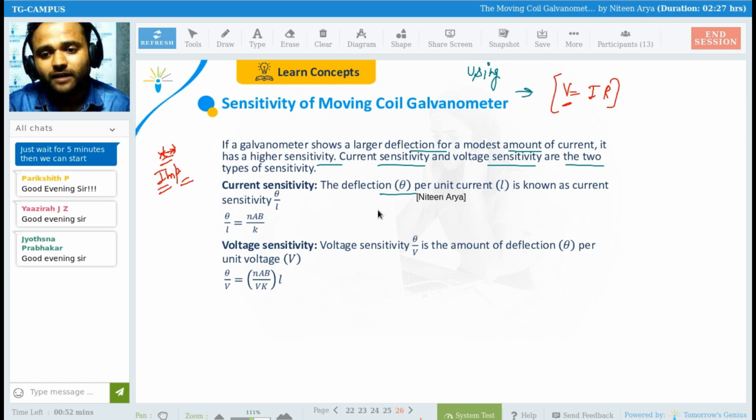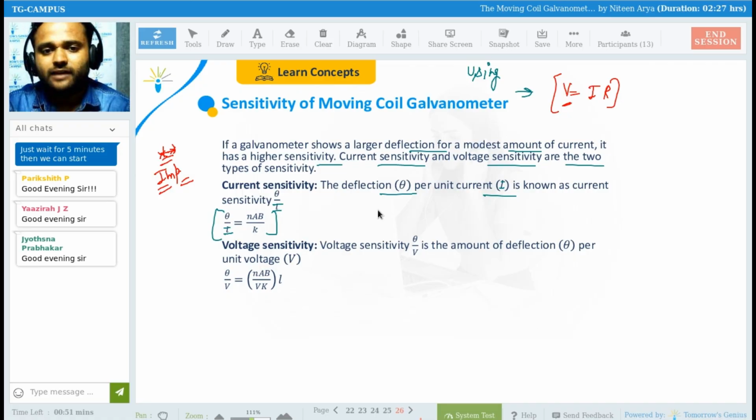The deflection theta per unit current I is known as current sensitivity. Theta upon I is NAB by K, as simple as that. And then voltage sensitivity is theta upon V, the amount of deflection theta per unit voltage. And this is very easy.